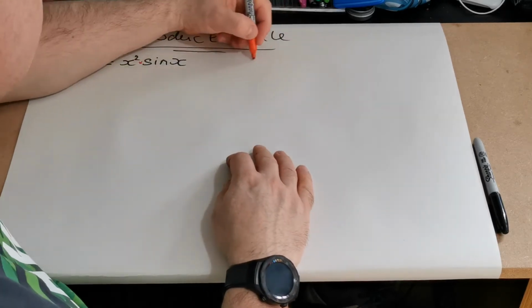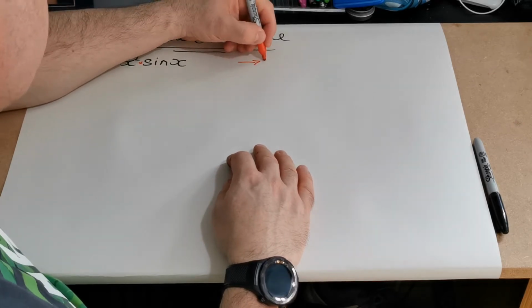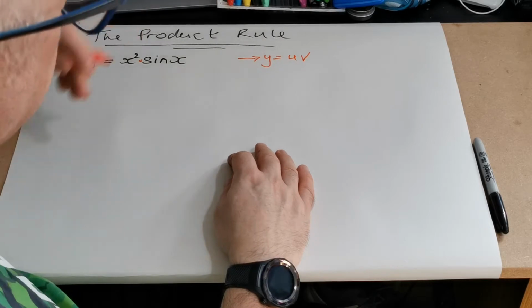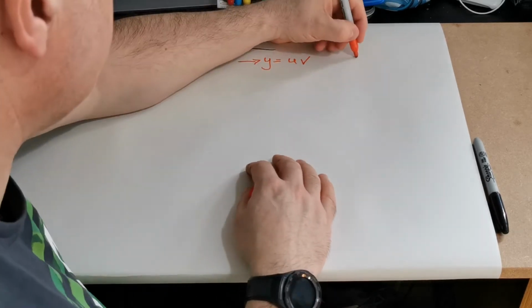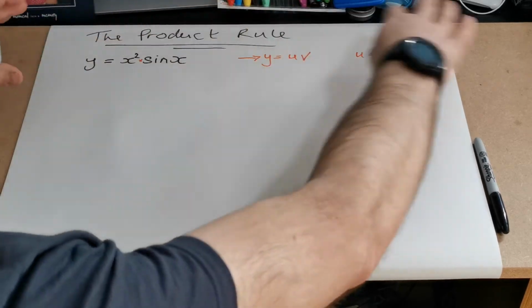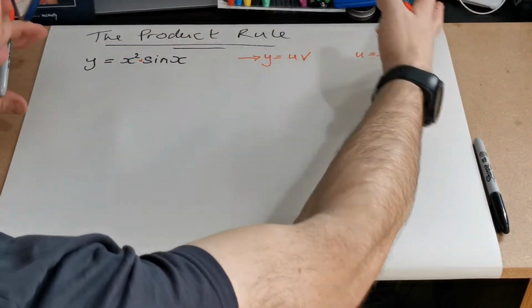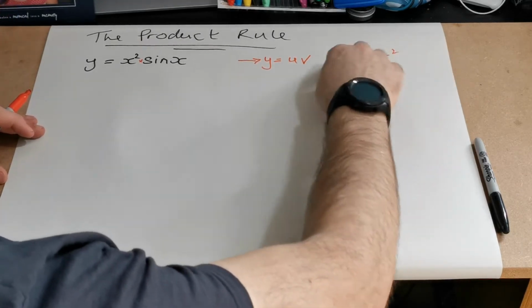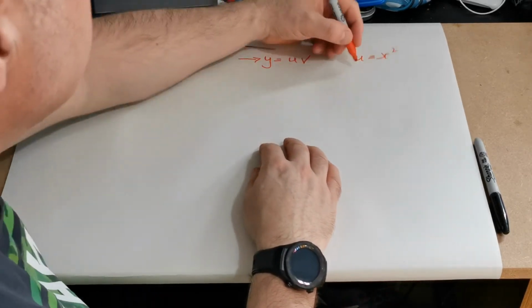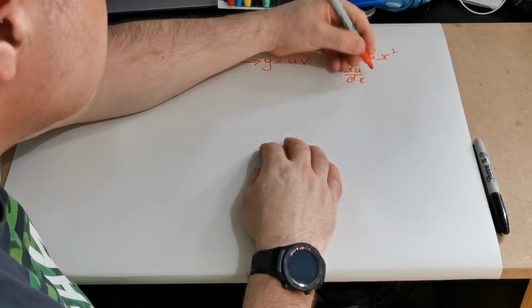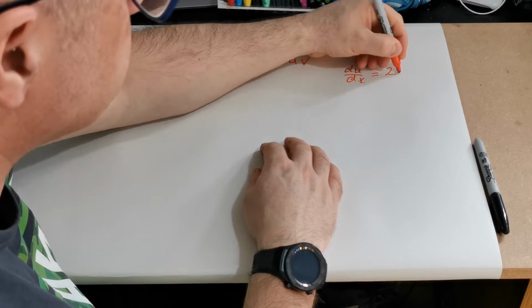Now I want to think about a general form. I'm going to call this y equals uv. So u equals x squared. And I like to work a side note when I'm doing anything like this. So along my way of doing this, I'm going to differentiate that. So I get du by dx is equal to 2x.